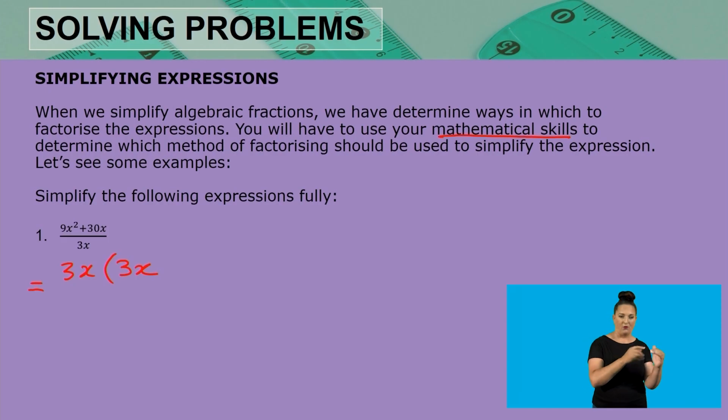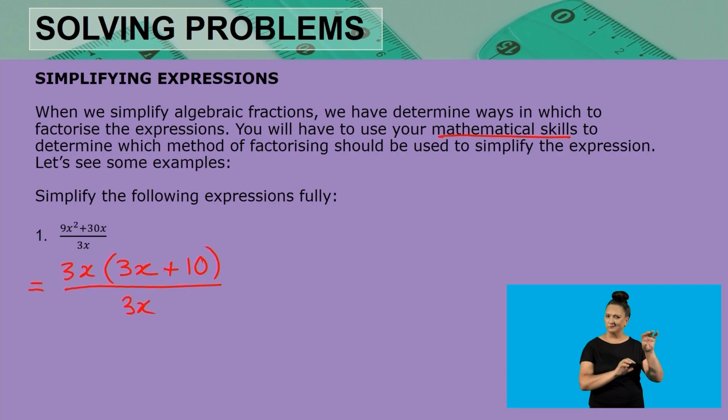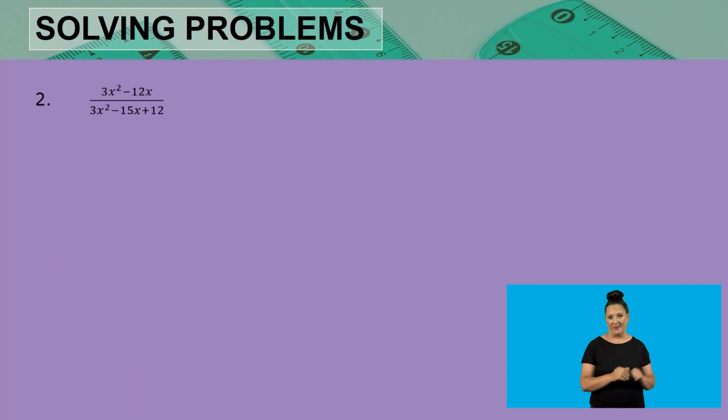And then, because there it is being added there, we are going to say 30x divided by 3x, that is going to give us a 10. Then all of this is being divided by 3x, but when we look at the numerator and the denominator, we do have terms that are the same. That is 3x divided by 3x, that is going to leave us with 1. That means our final answer is 3x plus 10. Let's move on to our second example.